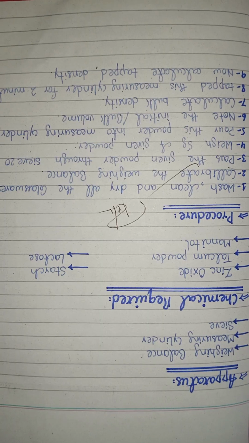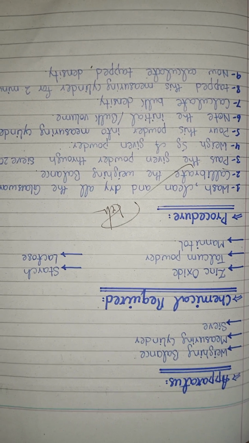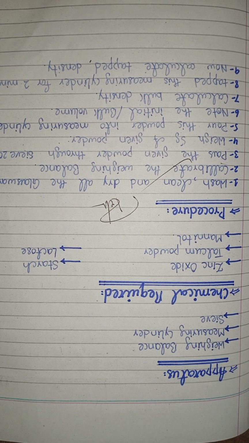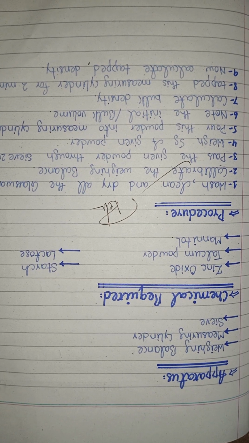So now we discuss the apparatus for this experiment. The apparatus we need is a weighing balance, a measuring cylinder, and a sieve.